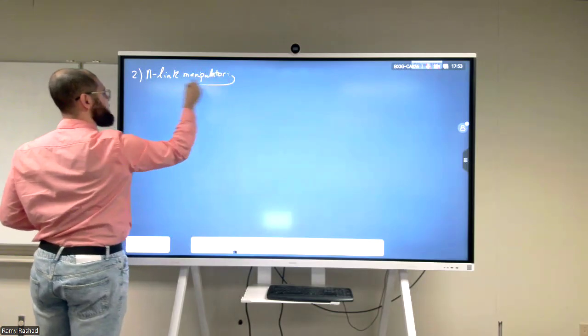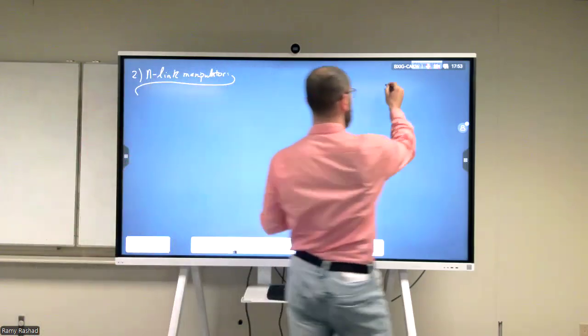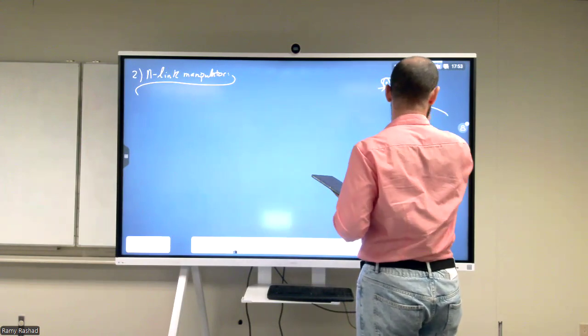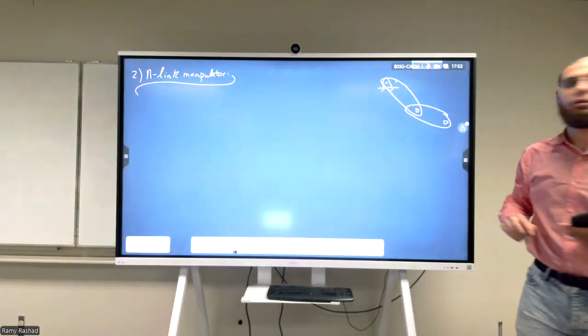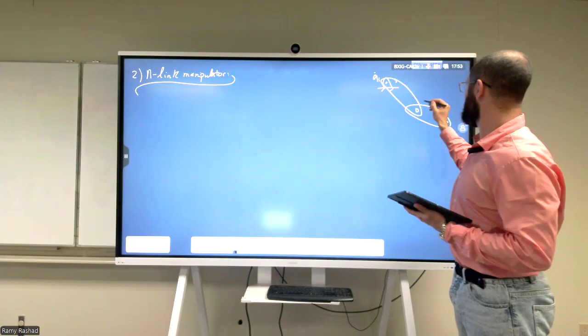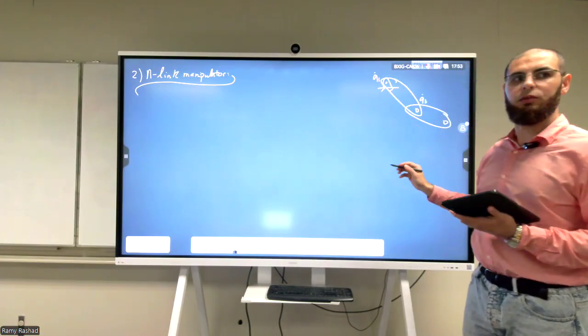What was the dynamic equation of an N-link manipulator? For example, you have a link, you have another link, and so on and so forth. What was the dynamic equation? If this was Q1 dot, and this was Q2 dot, what was the equation? How did it look?